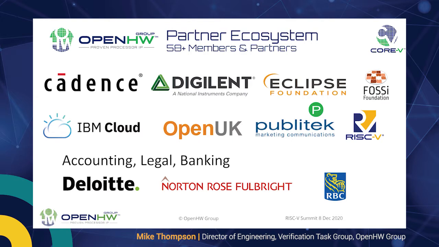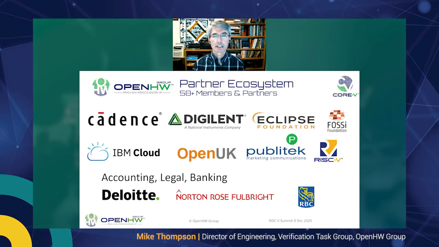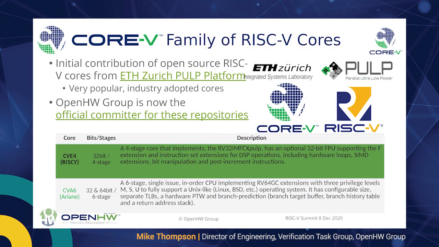And we've got a partner ecosystem as well. People that provide tools, other kinds of expertise. Really fortunate to have all these people helping us and working with us to develop these IP. With all these partners, what are we doing? Well, Open Hardware is developing the Core 5 family of RISC-V cores.